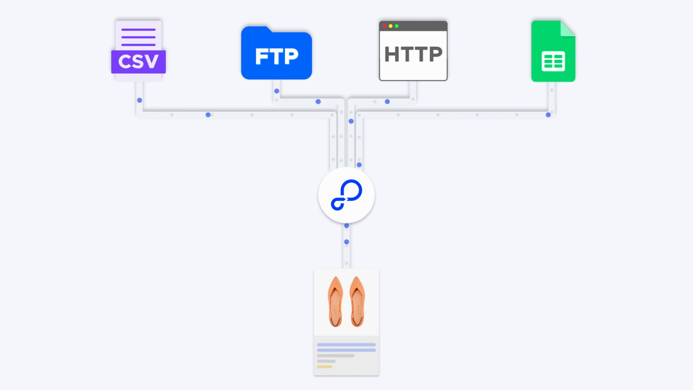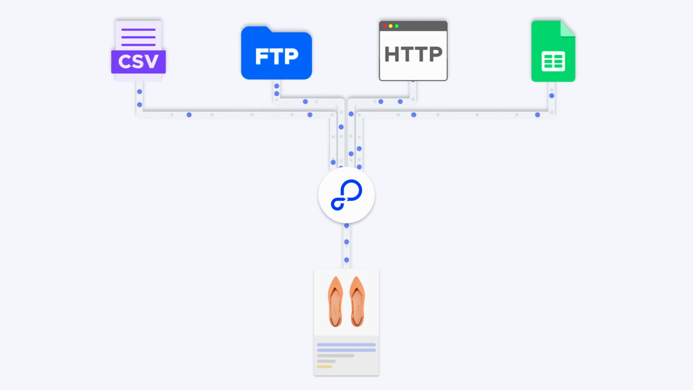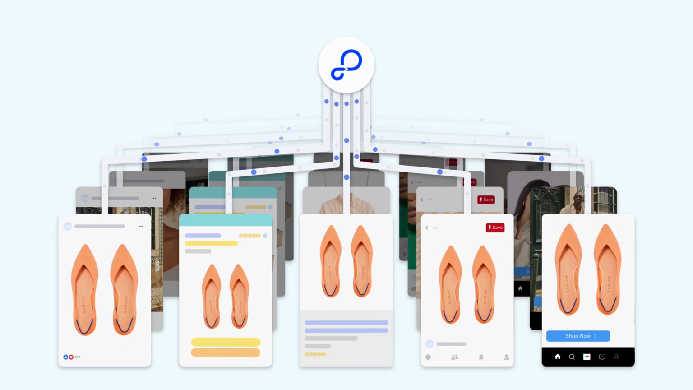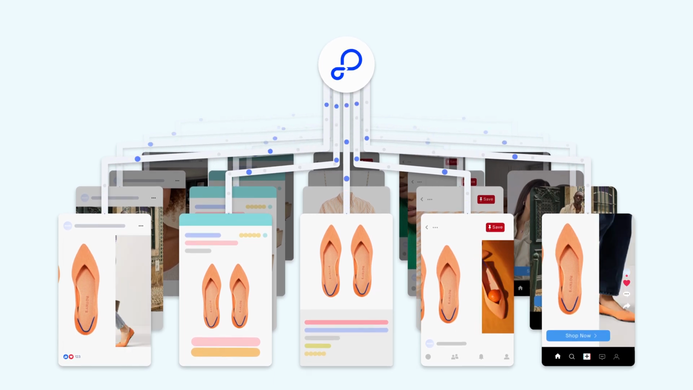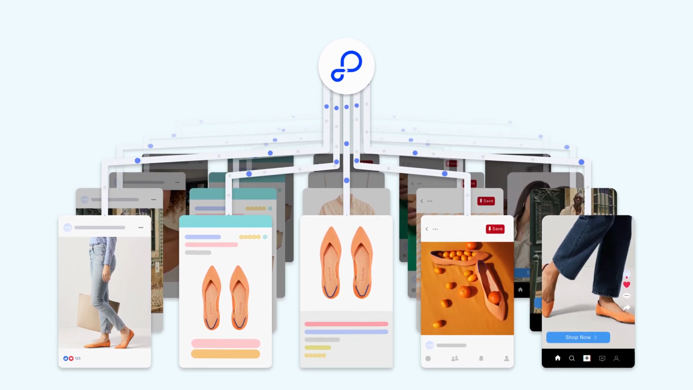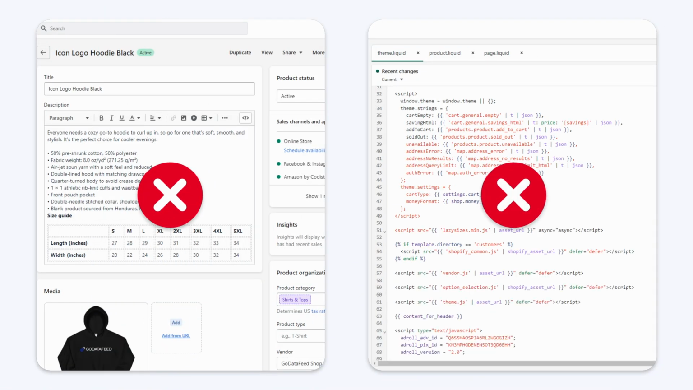You can even use data from Google Sheets or upload it from FTP, CSV, and HTTP. Driven by powerful automation, it's easy to optimize and enhance your entire catalog or apply pinpoint changes to a few products without changing store settings or writing custom code.